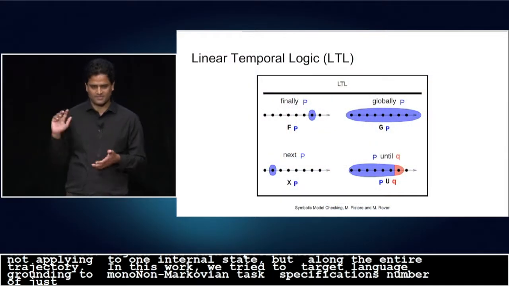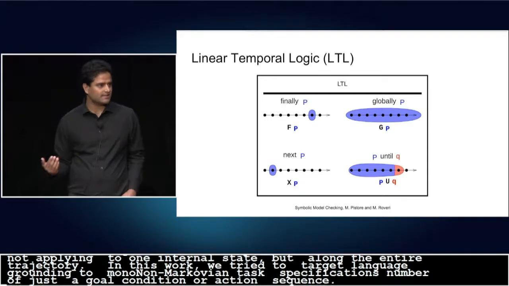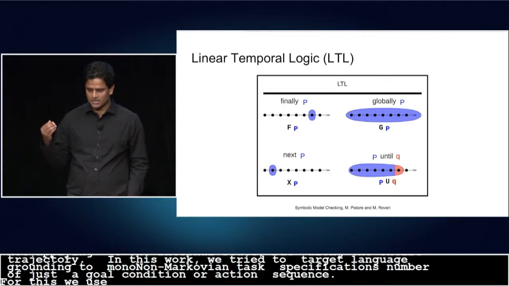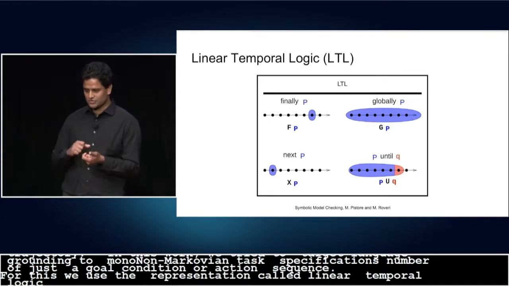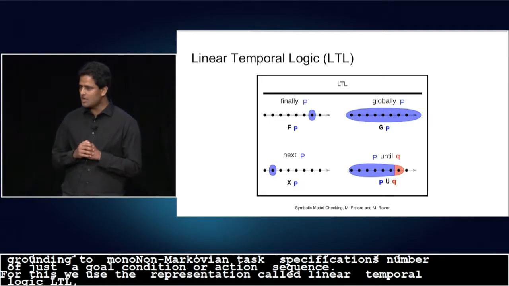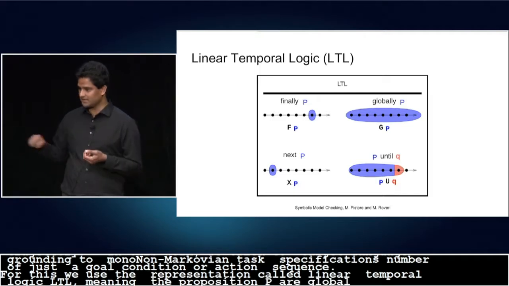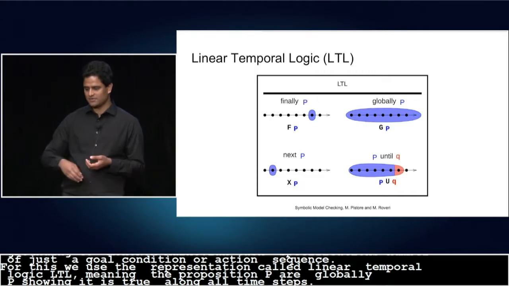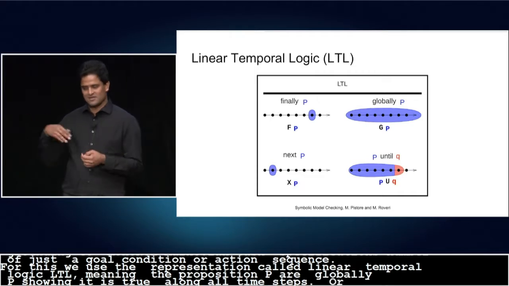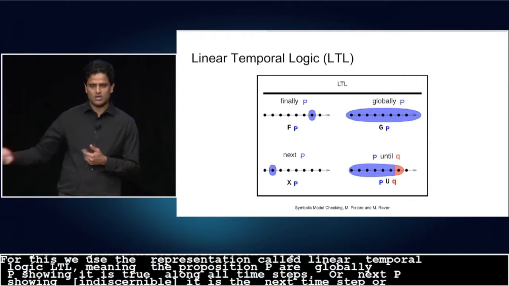For this, we use a representation which is called linear temporal logic. Linear temporal logic gives us operators like finally P, which means that the proposition P is true at some time step along the trajectory, or globally P, which tells us that P is true at all time steps, or next P, which tells us that P has to be true in the next time step, or P until Q, which tells us that P needs to be true until Q.